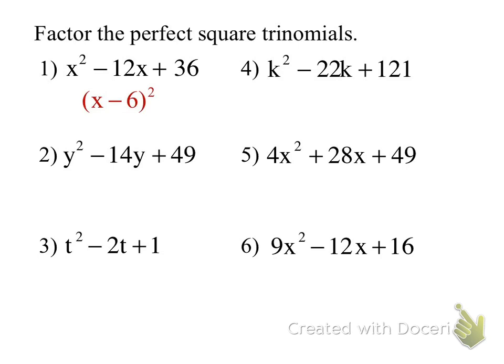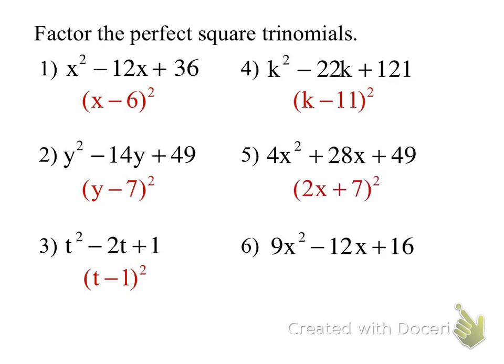X minus 6 squared. Number 2, let's go. Y minus 7 squared. Good. T minus 1 squared. Good. Next. 2x plus 7 squared. Okay, k minus 11 squared. Next. 2x plus 7 squared. And then last. Let's go.